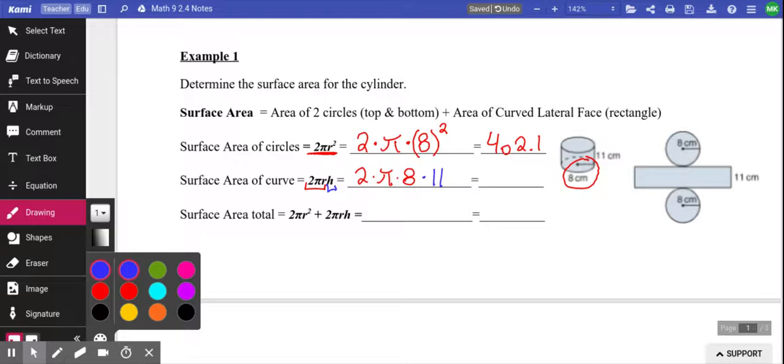I'm singling it out just because I really want you to see that this means circumference, which is just the length or the width, depending on how you want to look at it, the width of our rectangle in our can. If you throw that in your calculator, 2 times pi times 11 times 8, 552.9. We then take our top, our bottom, and around the outside, and we add it together. When we add it together, we get 955.